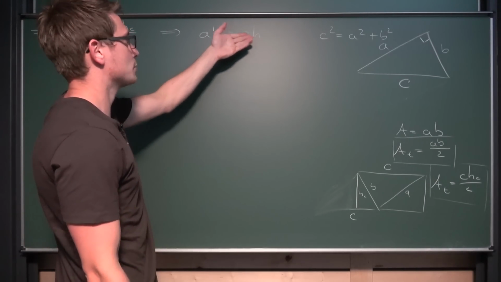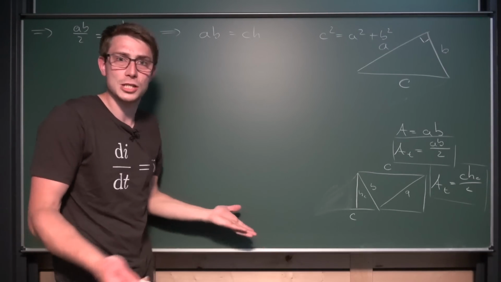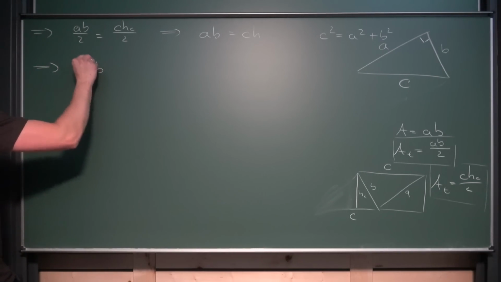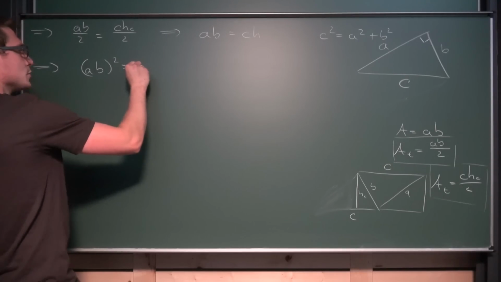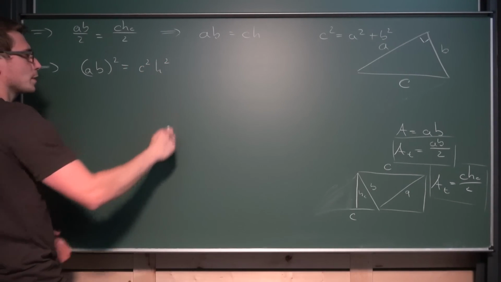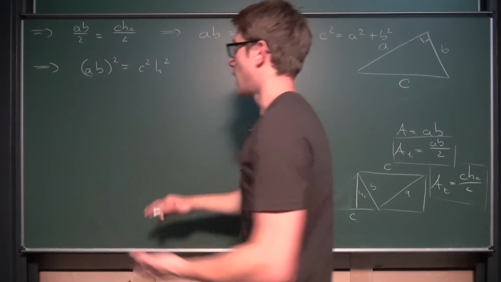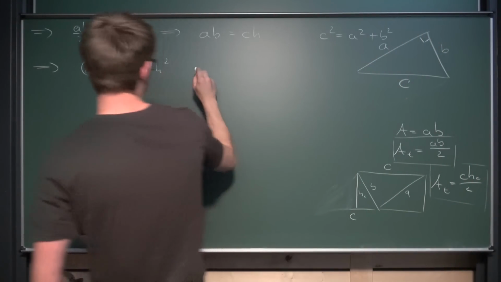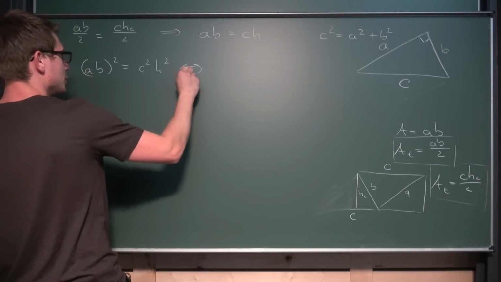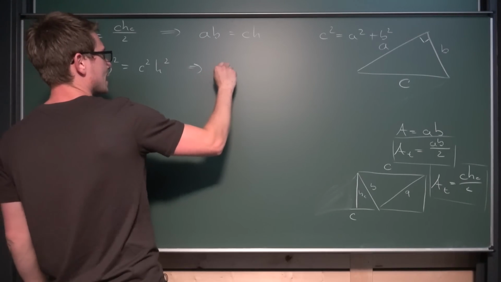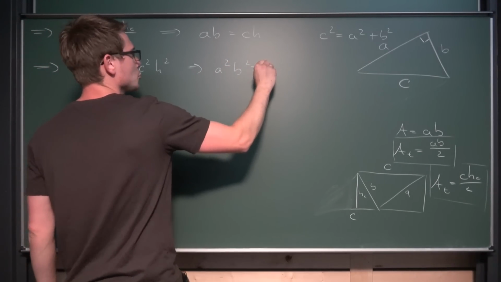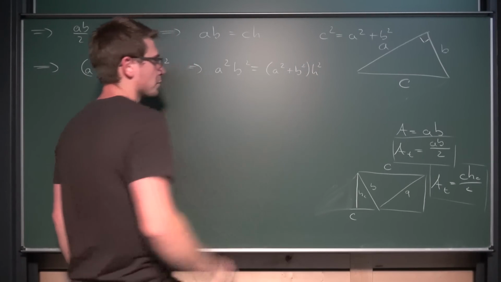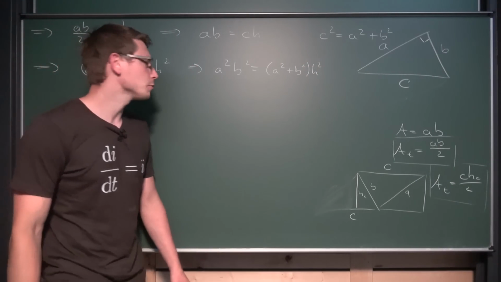So what we're going to do is just square both sides. It doesn't change anything in the equation. We can equivalently do this: a times b, but squared, is equal to c squared h squared. And now we can substitute c squared for a squared plus b squared, putting the Pythagorean theorem into here, giving us that a squared b squared is equal to a squared plus b squared times h squared.